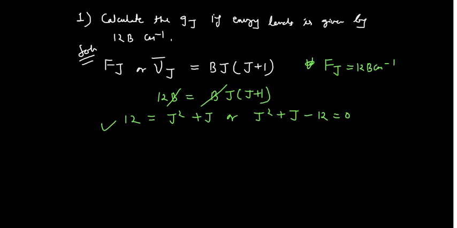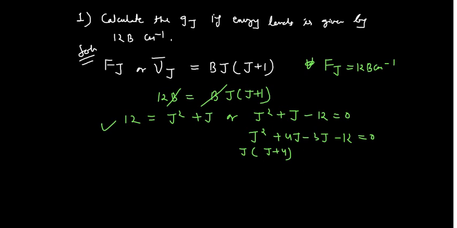So if you do the factorization of this, how can you do that? j square plus 4j minus 3j minus 12 equals 0. Now if you want to solve this one, j is common in that case, so you have j plus 4.